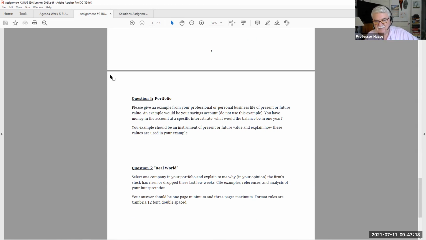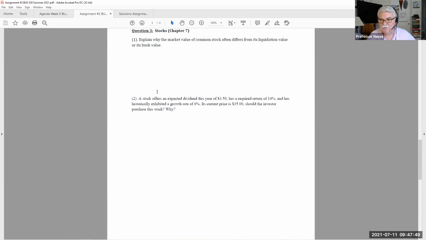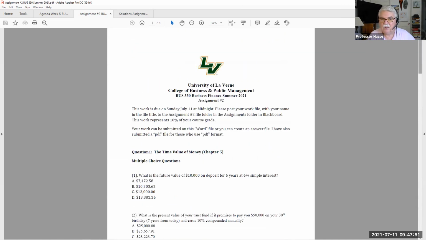And then I want you to select a company in your portfolio and tell me why the stock price has changed over these last few weeks. Why has it gone up? Why has it gone down? Why has it stayed the same? One page or up to 3, just an explanation of why you think the stock has changed. Give your interpretation of what happens. You can look up or you can give your own interpretation. Okay, that's assignment 2 due this weekend, July 11th. Again, if you need extensions, extensions are available.